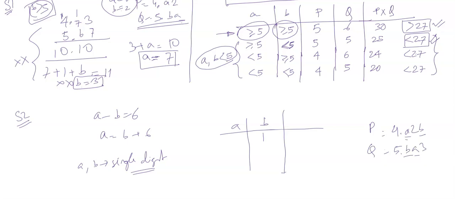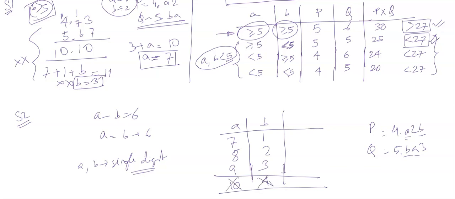Now let's put B as 1. If B is 1, then A can be 7. If B is 2, A will be 8. If B is 3, A will be 9. But can I go beyond that? Can I take B as 4? If I take B as 4, I'll get A as 10, and that is not possible.